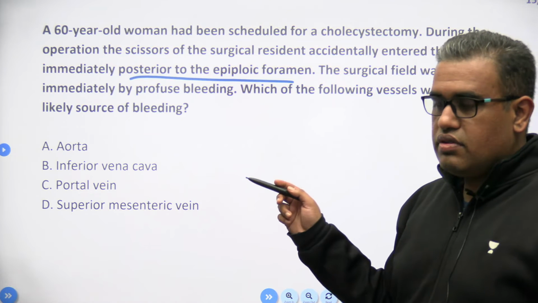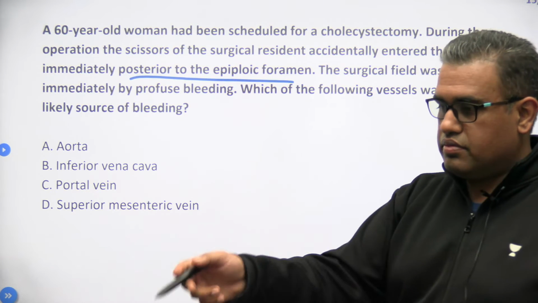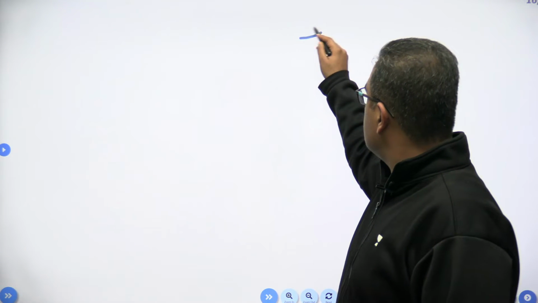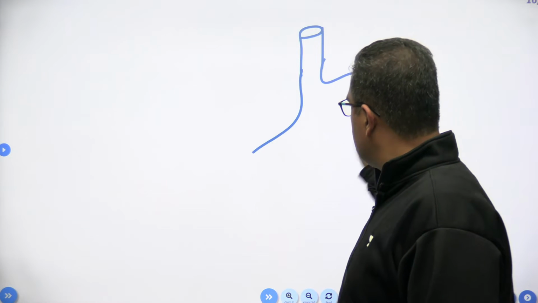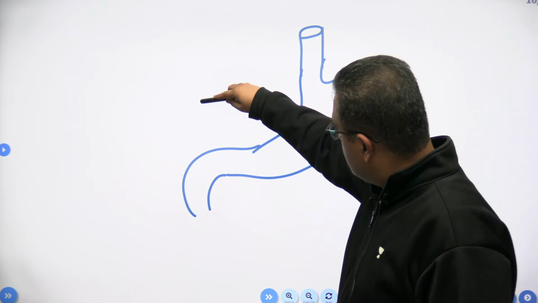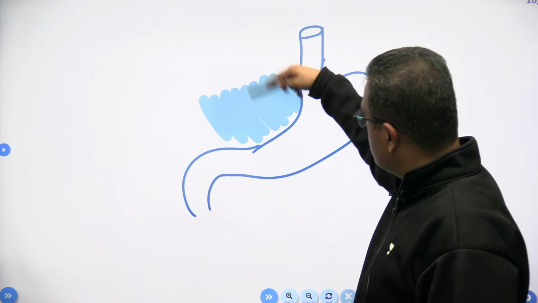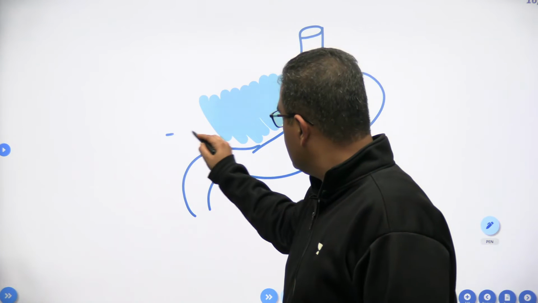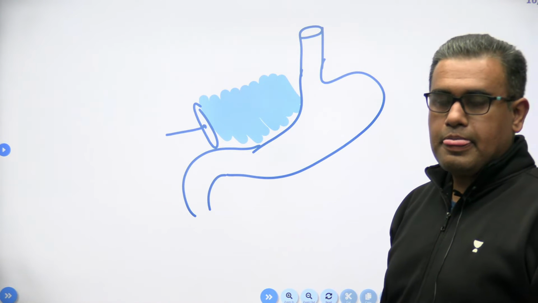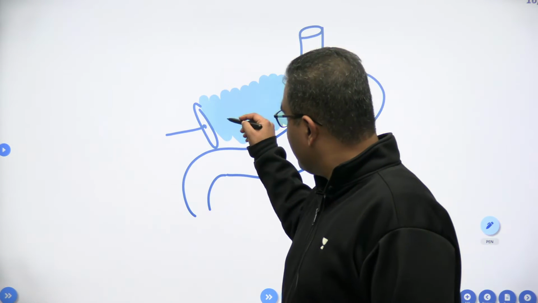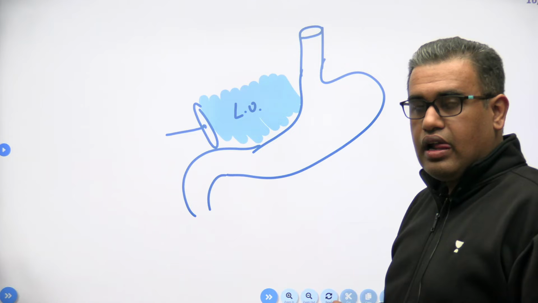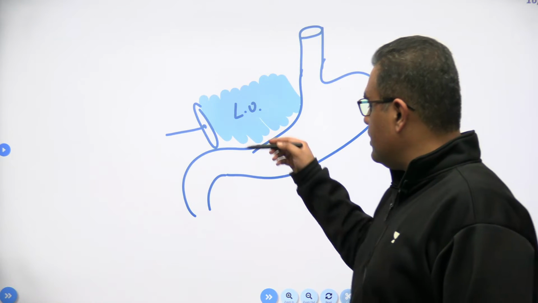For this question, we should know where the epiploic foramen is, right? So if we look over here, again at the esophagus and the stomach, the lesser sac, the stomach and the duodenum over here, right? Then from here we have the lesser omentum, connecting the stomach to the liver. And this position behind the right margin of lesser omentum is the epiploic foramen. The resident accidentally severed something behind.